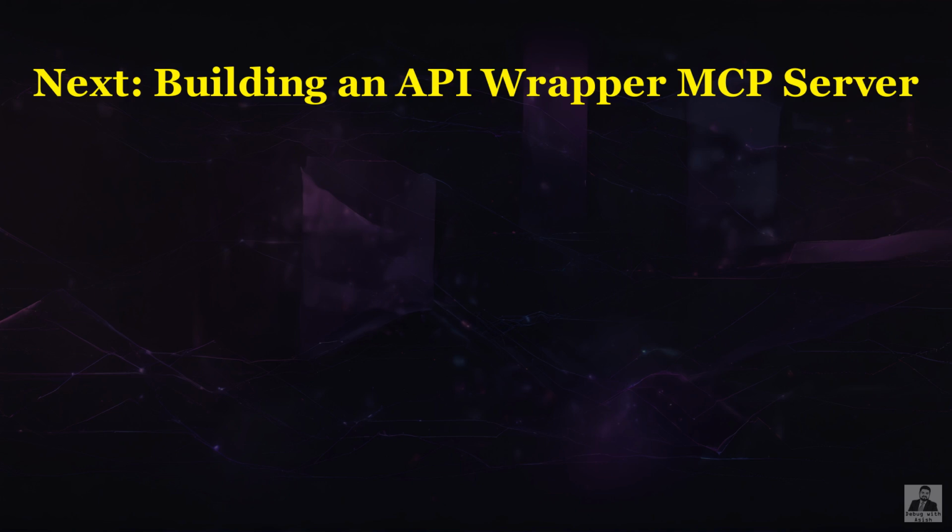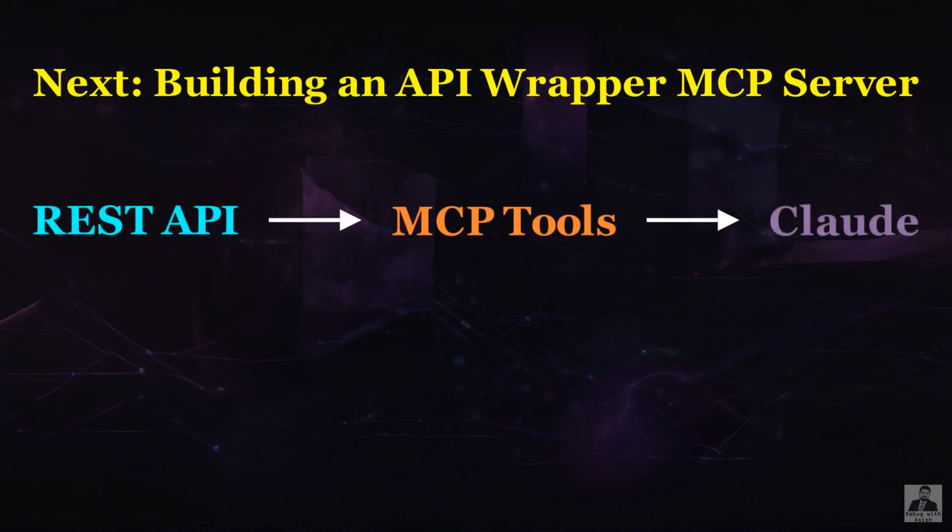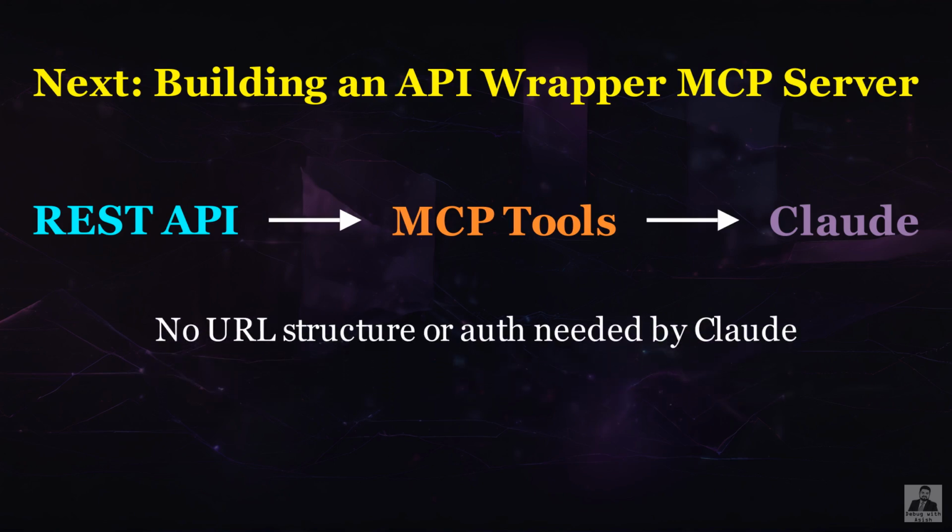In the next episode, we build an API wrapper server. We take any REST API, wrap it as a set of MCP tools, and expose it to Claude without the model ever needing to know the URL structure or authentication method.